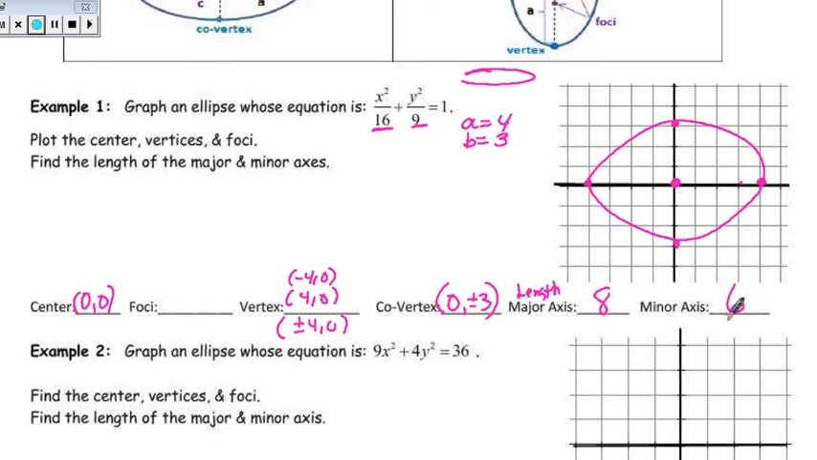The only thing we're missing from this graph at this point is the foci, and there are 2 of them in an ellipse. There's 1 in a parabola, there's 2 in an ellipse. Again, we find that using the formula a squared minus b squared is equal to c squared. That c distance is going to tell us where the foci are. So we're going to have 16 minus 9 is equal to c squared. c squared is equal to 7.